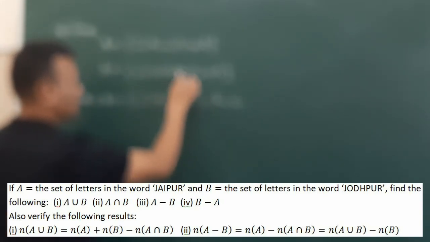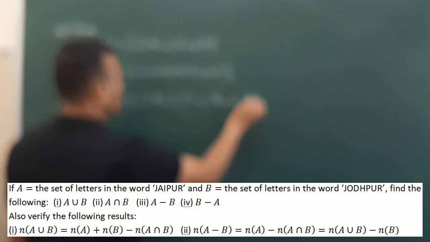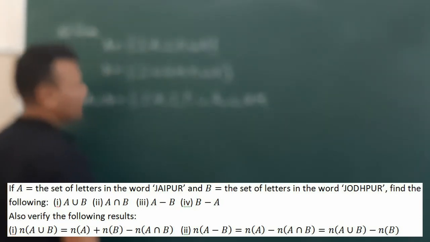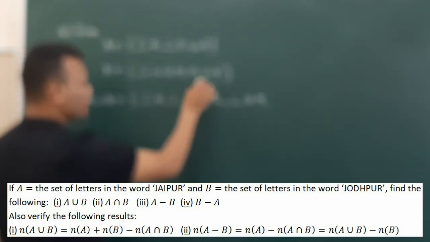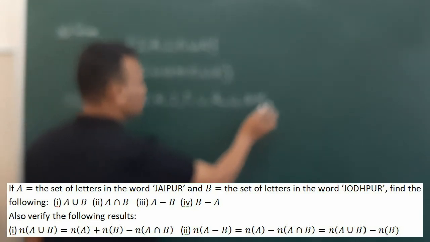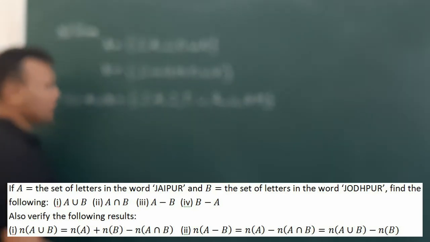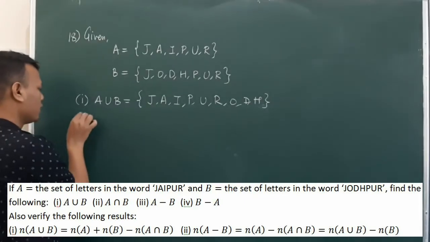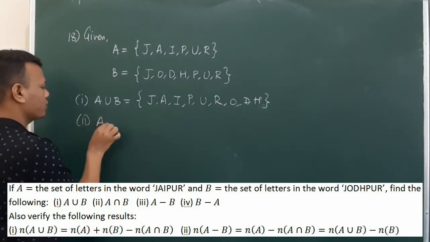D is not written, H is also not written, so D, H will also come. P is already written, U is also already written, R is also written. So this will be your A union B. Alright, we have A intersection B.